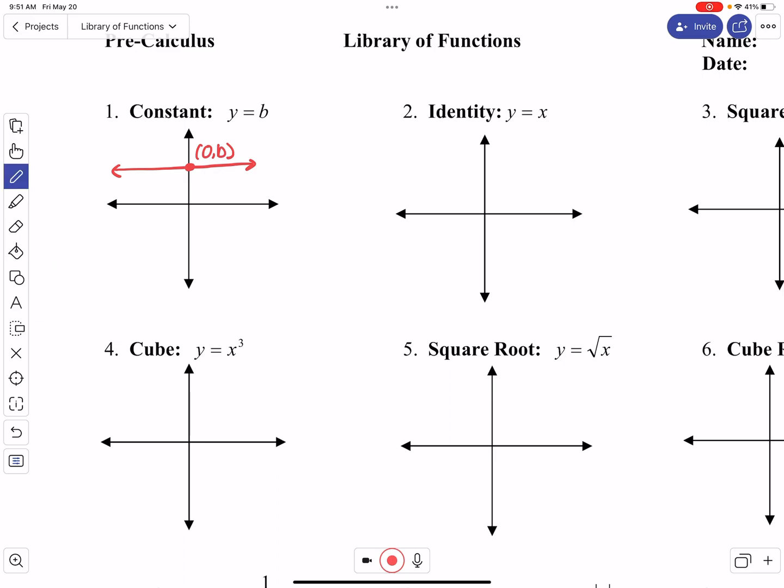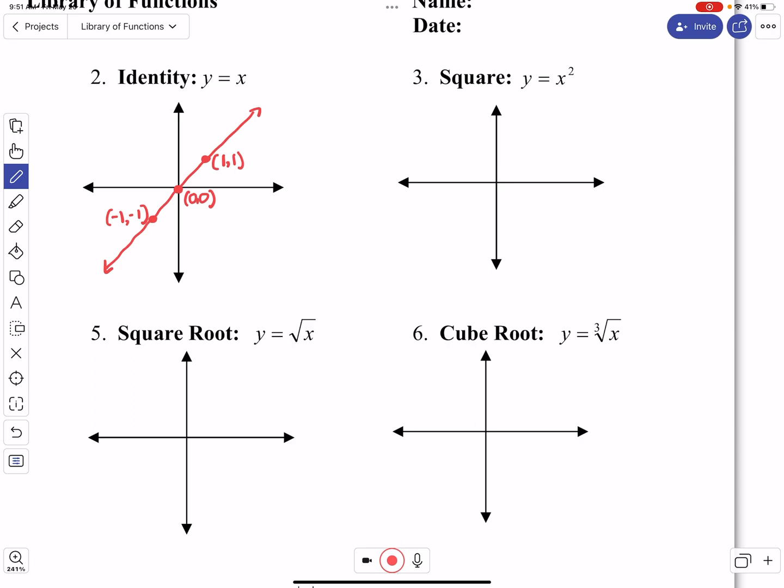Our second one is the identity function, y equals x. This is just our diagonal line, and we're going to have 3 points for this one. We have the origin. That's always the easiest. And then we're going to have a point that goes through (1, 1) and a point that goes through (-1, -1).